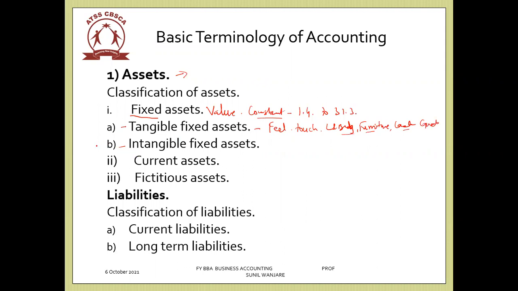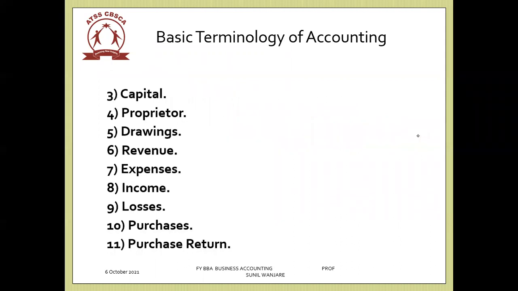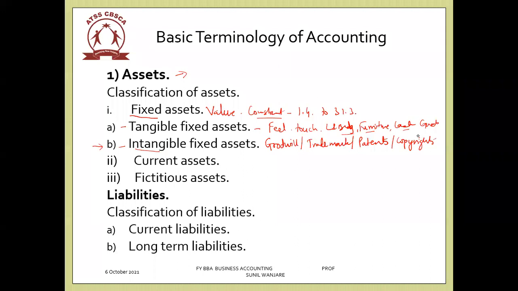Then we have the second category, intangible fixed assets. Intangible means assets which have a long life, but we cannot touch or feel them. The examples of intangible fixed assets are goodwill, trademark, copyright, and patents. So what are patents? Patents are intellectual property.